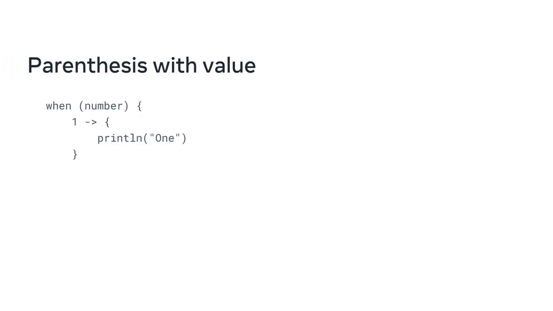Let's unpack how this works. If you add a parentheses with a value directly after the when keyword, you can specify values to compare your value to. In this code, the value of number is 1, so 1 will be printed. When the value of number is 2, then 2 will be printed. For any other number value, big will be printed.